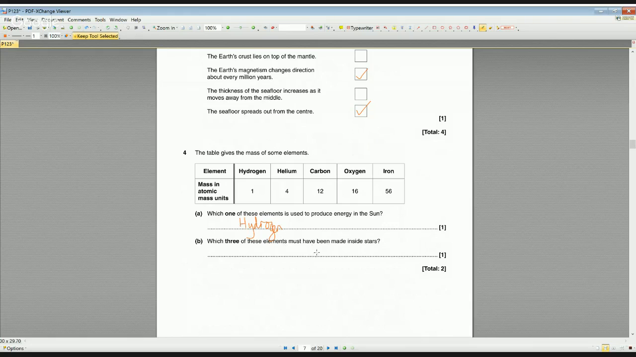Which 3 of those elements must have been made inside stars? Well, hydrogen and helium have existed in the universe since the Big Bang, but only the heavier elements, carbon, oxygen, iron, and anything heavier than these have to have been formed in a star through nuclear fusion by combining together hydrogen, helium, and so on. So it is these 3: carbon, oxygen, and iron.